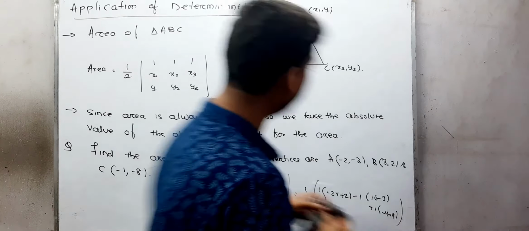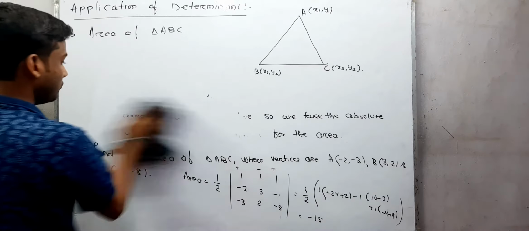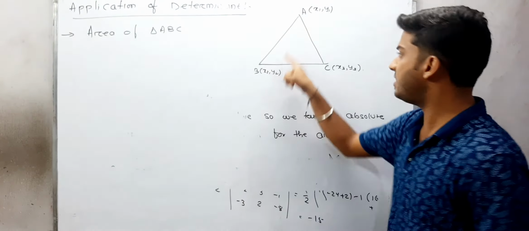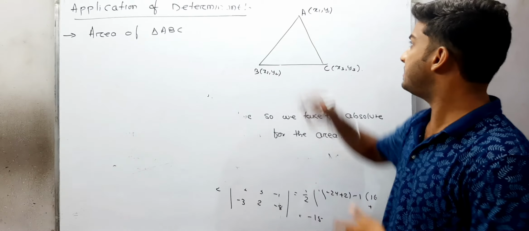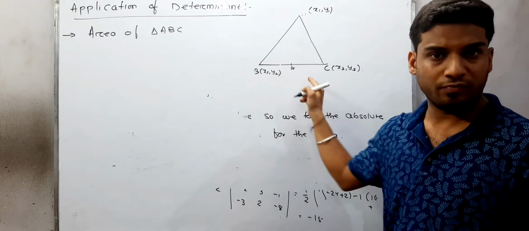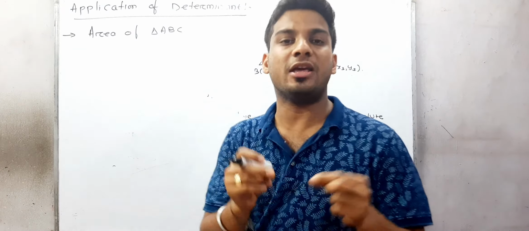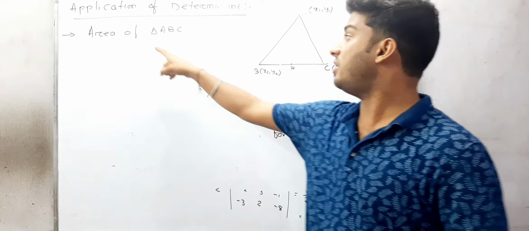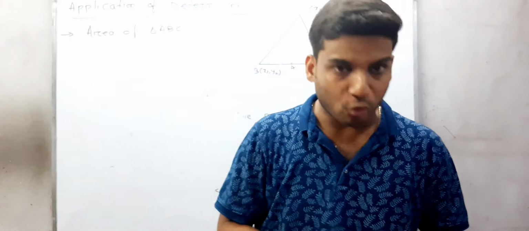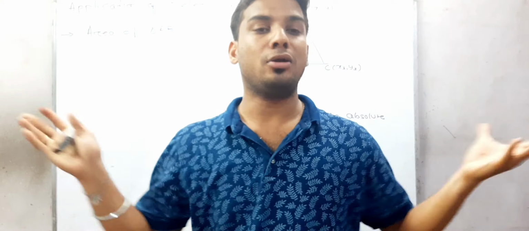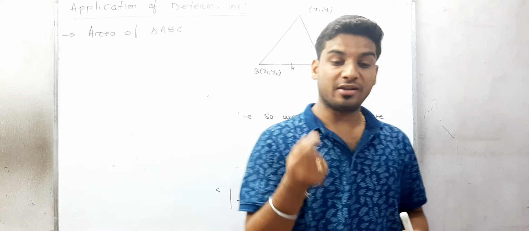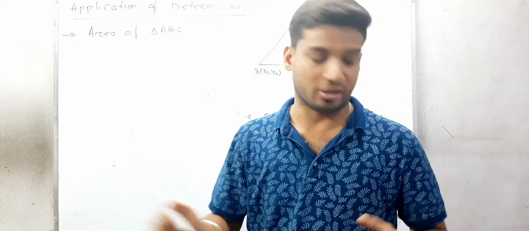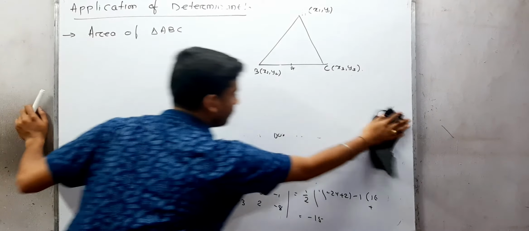What happens if the area is 0? If the area of the triangle ABC is 0, that means the points lie on the same line, so I can say that the points A, B, C are collinear. So we have a result here that gives the condition for three points to be collinear.